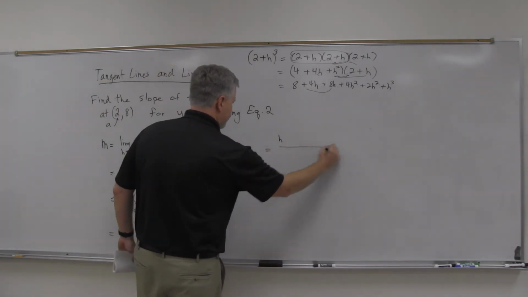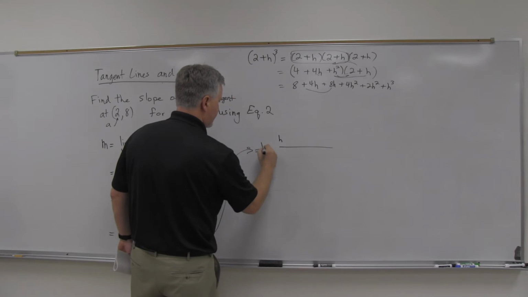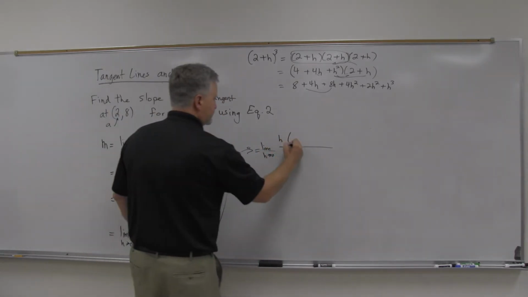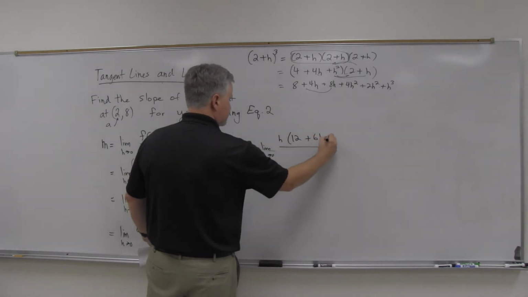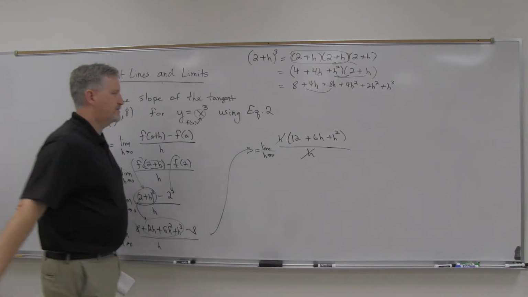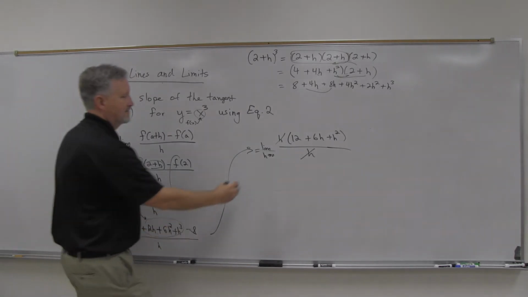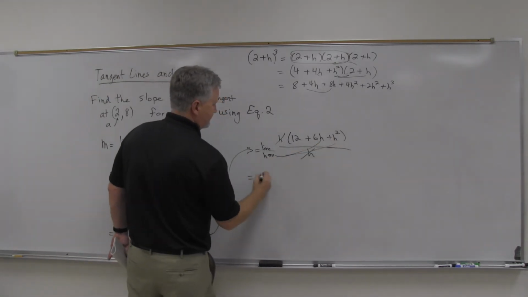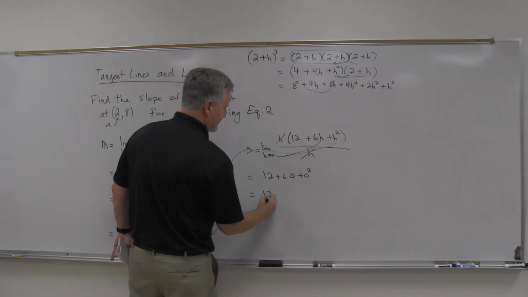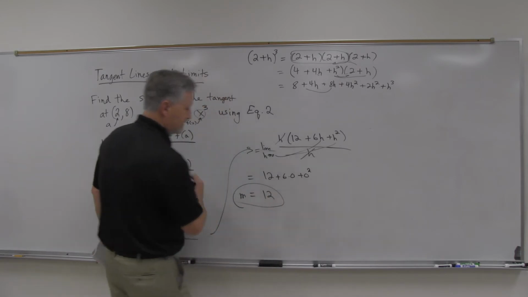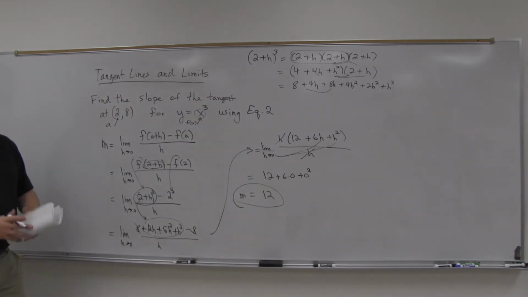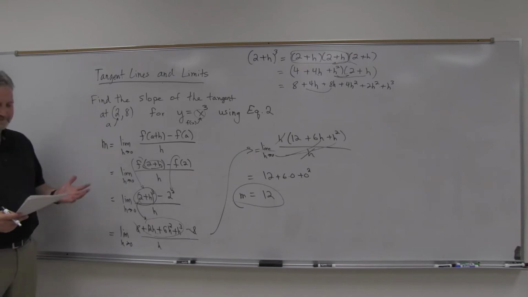So we can factor off an h there. The limit as h approaches 0, still doing the limit. So we factor off an h, so you have 12 plus 6h plus h squared. And that cancels nicely the bottom h. Now we can do our h is 0, can't we? We got 12 plus 6 times 0 plus 0 squared. We got slope of 12. Yes? How's that?